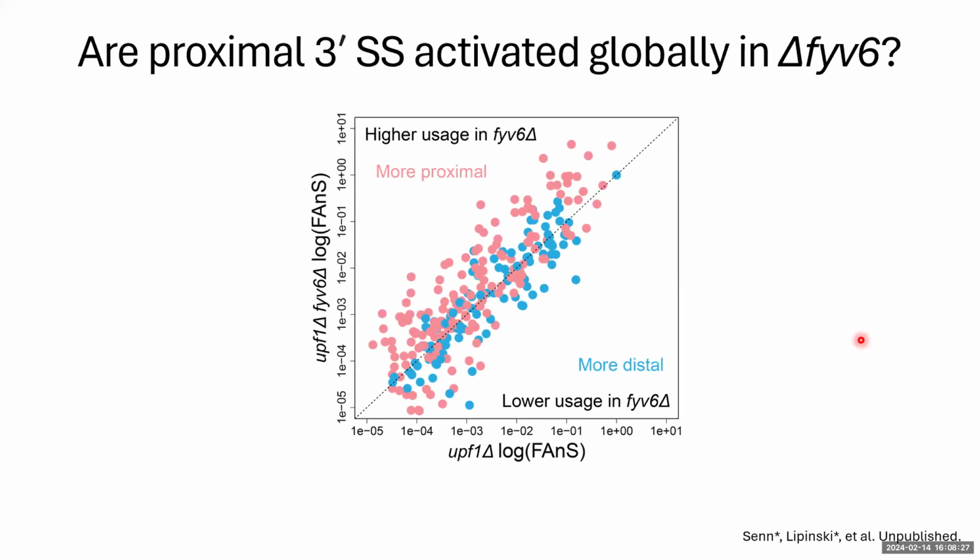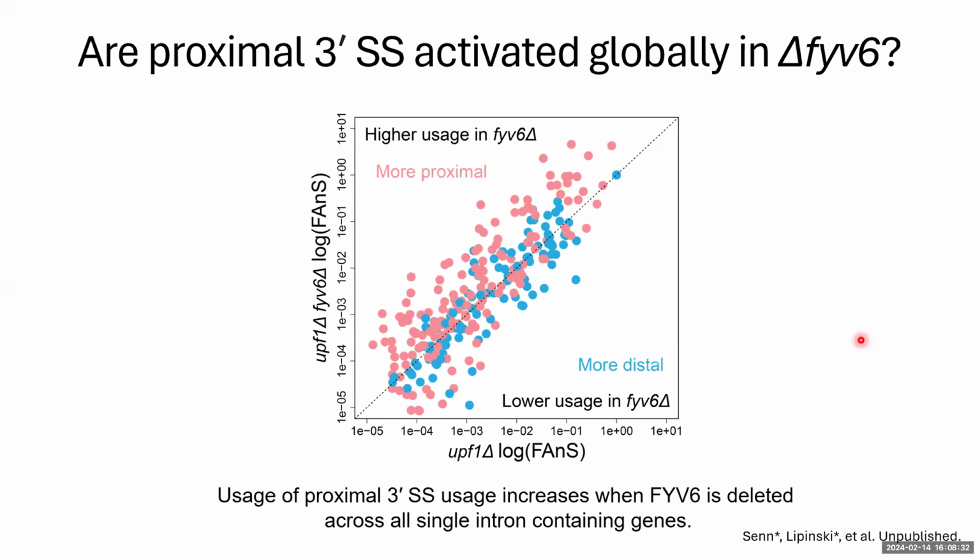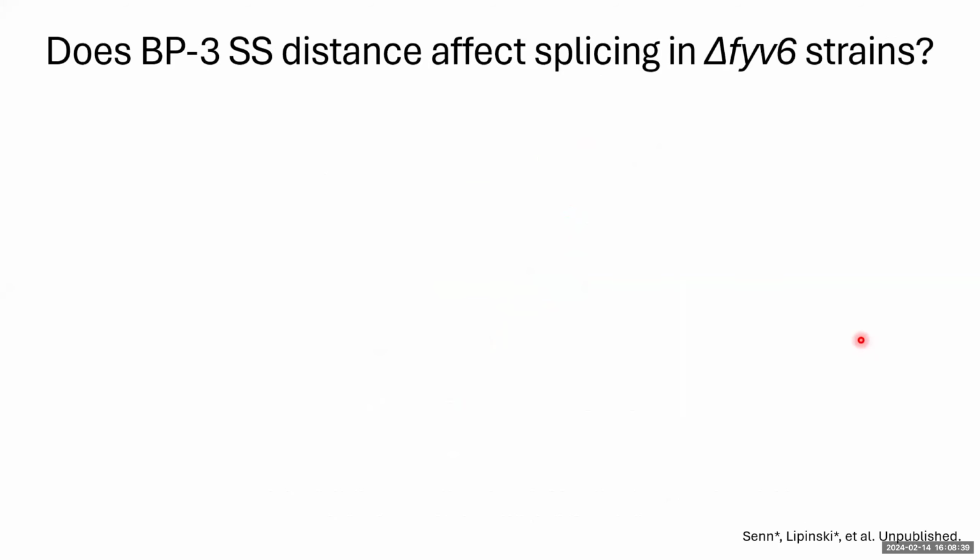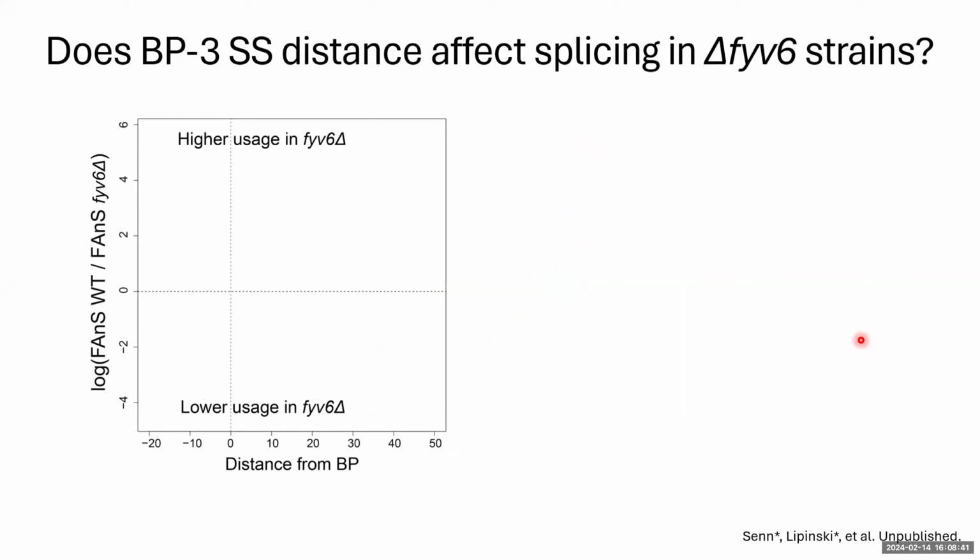And so one of the factors that we wanted to look at based on this data is how close these proximal 3' splice sites are to the branch point. And so we plotted a ratio of FANS for FYV6 divided by FANS for wild type. It's flipped on this slide. And you can expect in our graph that higher usage of these alternative sites in our FYV6 deletion would be higher up on the graph, and lower usage would be on the bottom of the graph.